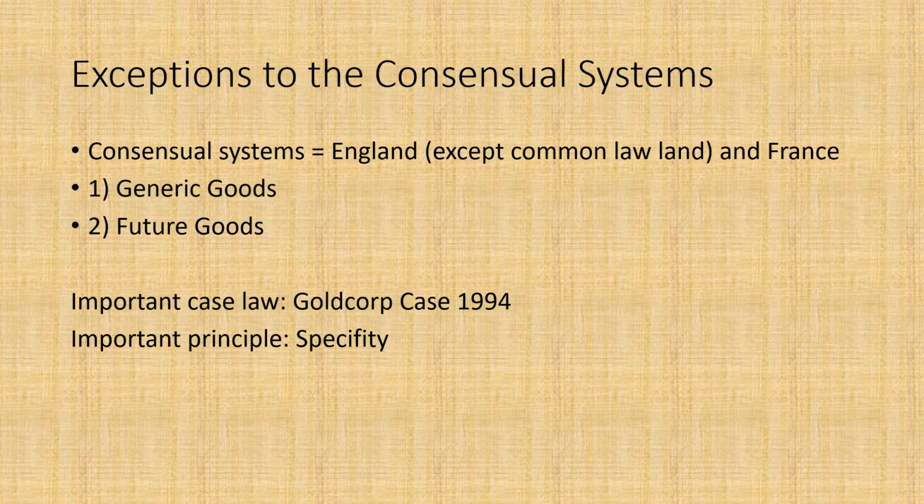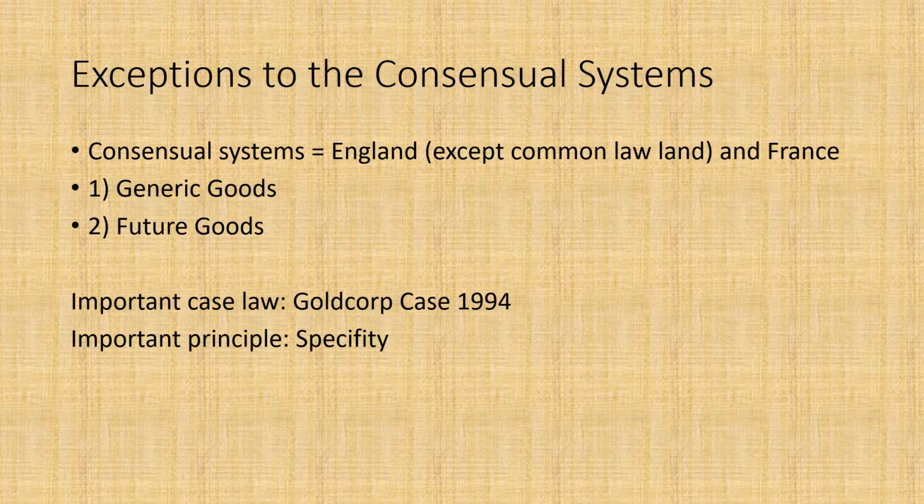Now, these are exceptions to the consensual systems, and if you go back a few slides, you'll see that a consensual system basically means that all there needs to be for a transfer of ownership to pass is a consensus over the contract. So England is a consensual system, except when it comes to issues of land under common law, and France is also a consensual system. And the exceptions to this are generic goods and also concerning future goods. And an important principle regarding this is specificity.